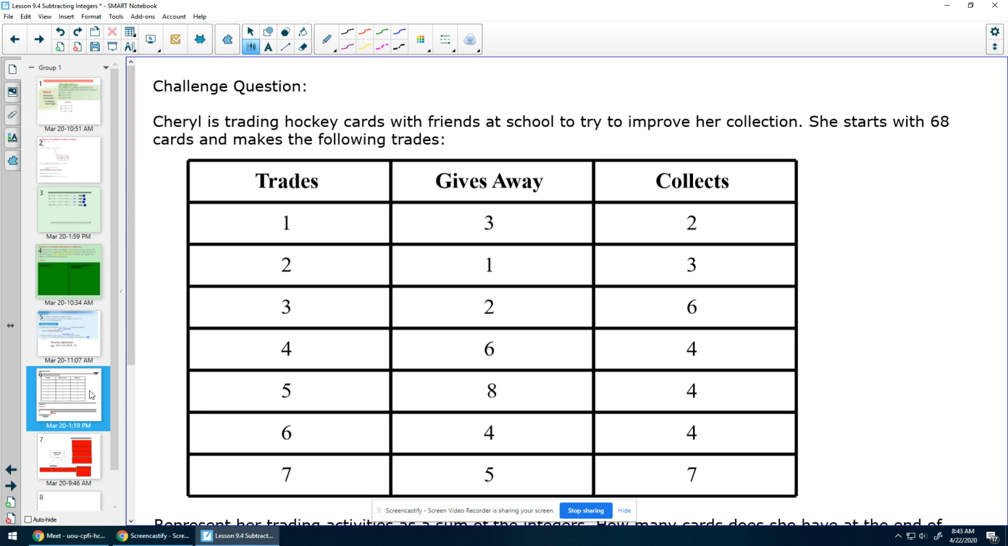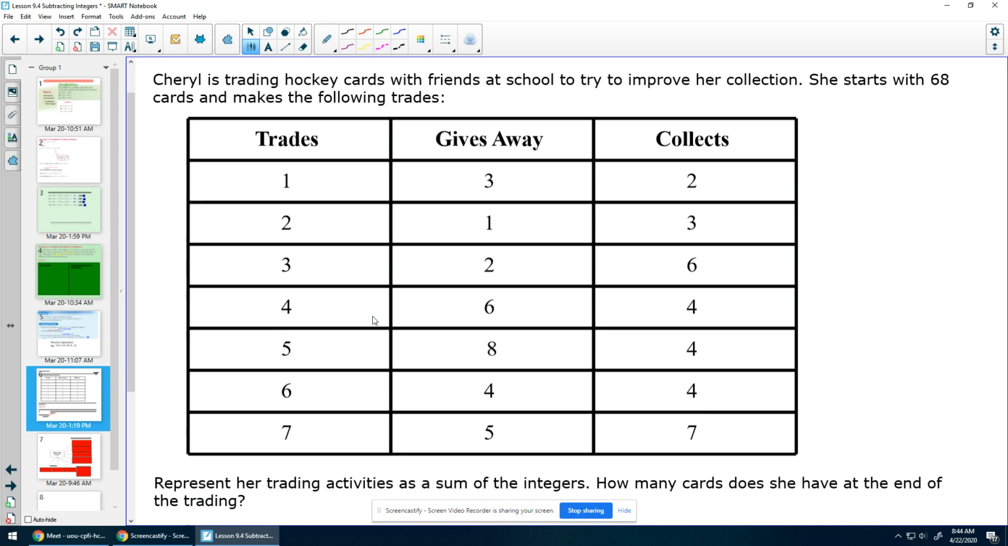So here, challenge question. Cheryl is trading hockey cards with friends at school to try to improve her collection. She starts with 68 cards and makes the following trades. Represent her trading activities as a sum of the integers. How many cards does she have at the end of the trading? If you want to give this a shot, pause the video, give it a try, and then play if you want to see the solution.